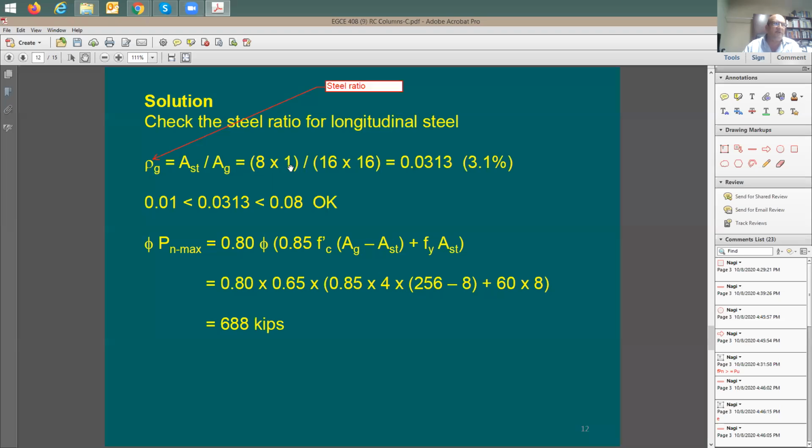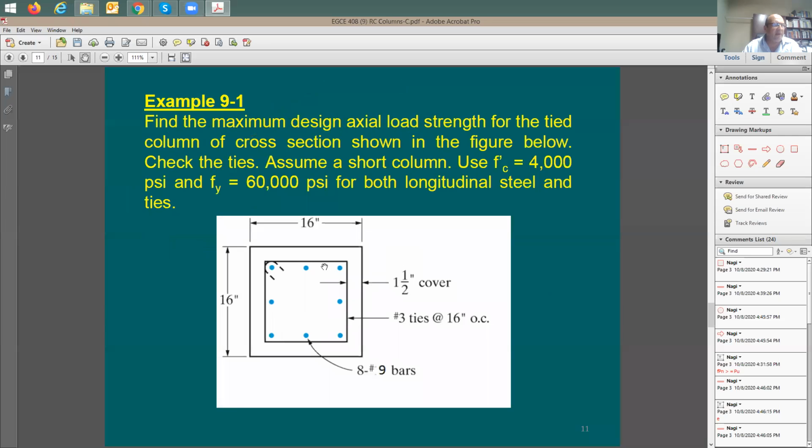The column size cross-section area is 16 by 16. So the ratio, if you do the analysis, is going to be like 3%, 3.1%. 0.03, meaning 3.1%. This is good. Why? Because we are within the range. Our range is going to be 0.01 to 0.08, from 1% to 8%. So this is good. The choice of having 8 number 9, I'm going to go back here one slide. 8 number 9 in a column of 16 by 16 is okay. Nothing is wrong with this.